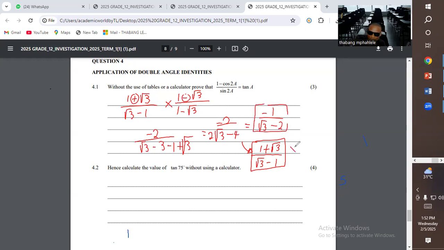But just end here, guys. Just end with 1 plus root of 3 over square root of 3 minus 1. Other things you will learn as time goes on.